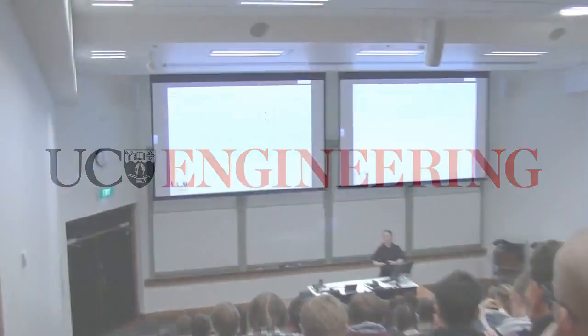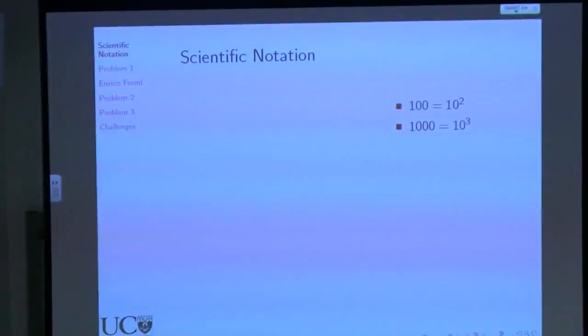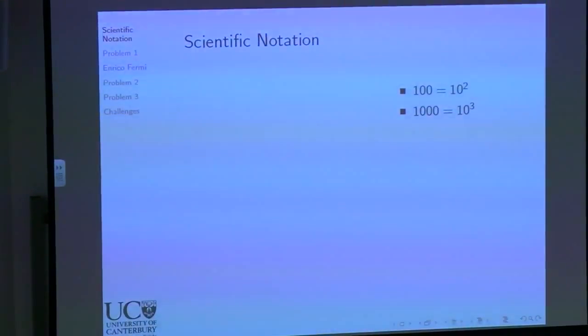So let's start simple. I'm sure you've all seen something like this before. I'm just going to make sure that we all are on the same page. So I can write 100 as 10 squared. I can write 1,000 as 10 cubed. So the power, or the exponent of 10, is telling us roughly how big this number is.